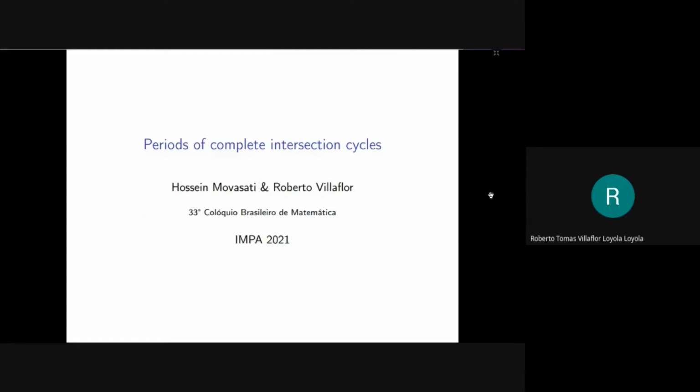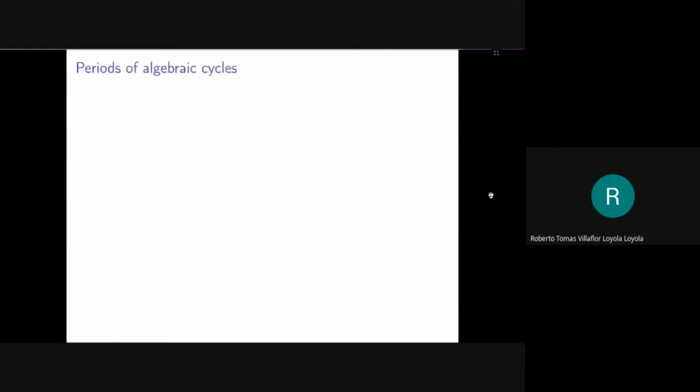In this short video, I will talk about periods of complete intersection cycles. Okay, so let's start with the definition of what is a period of an algebraic cycle. Consider X to be a smooth projective variety of dimension n, and Y be any algebraic subvariety of dimension k.